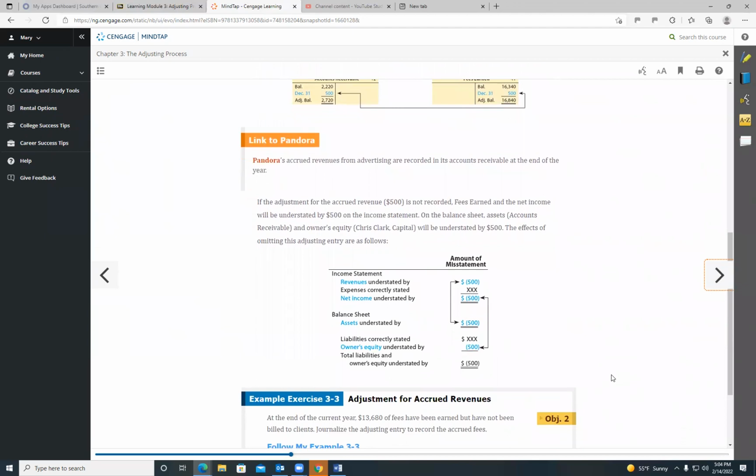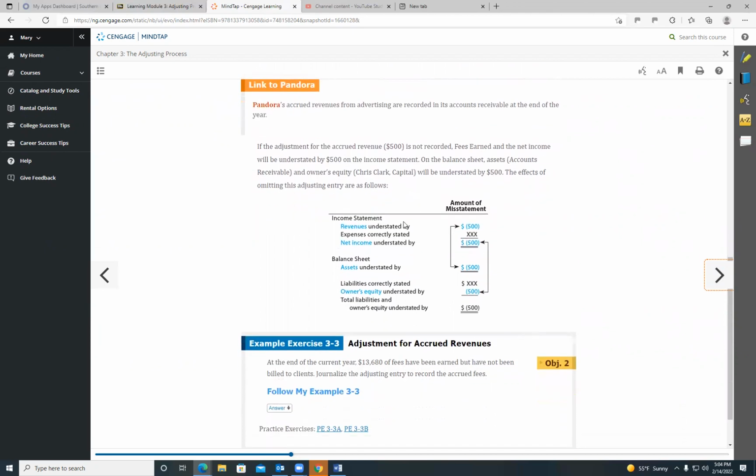Now, it's very important that we do this adjusting entry. If the adjustment for the accrued revenue was not recorded, then fees earned and the net income will be understated by $500 on the income statement. And on the balance sheet, assets and owner's equity will be understated by $500. You can see the effects that would occur if you did not record that adjusting entry. So you have both your income statement and your balance sheet affected.